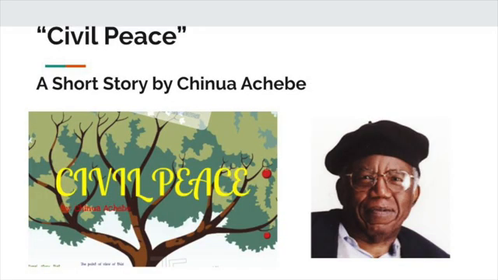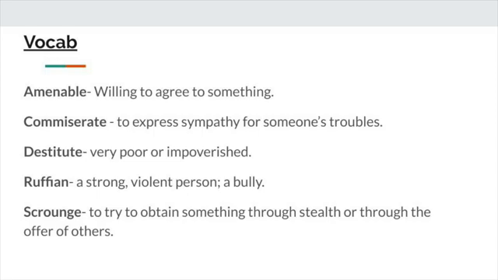So that leads us into our first text, which is called Civil Peace, and it's a short story by Chinua Achebe, and we'll get right into that. So first off, I have your 5 vocabulary words.